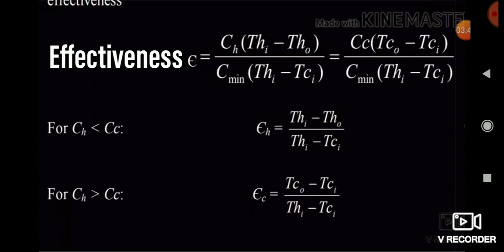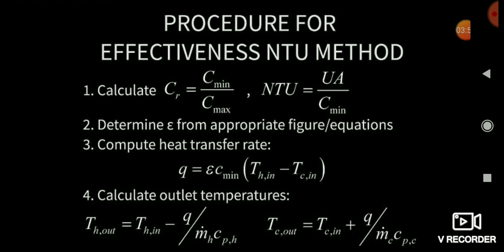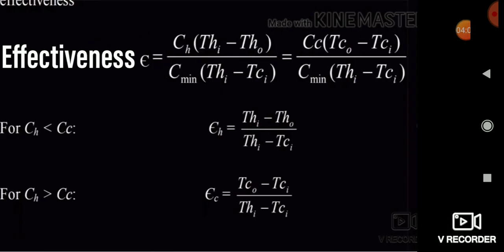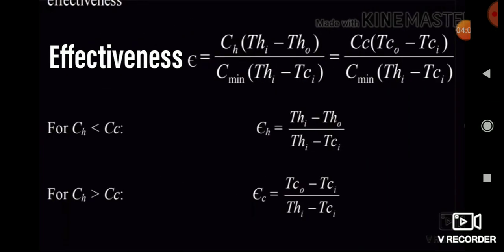Friends, now coming to the effectiveness of heat exchangers. Here also I think all of you have studied the effectiveness of heat exchanger, but that is in a simple case when the NTU value and C value are given. But when nothing is told about the NTU and C value, then you should go this way. Here you see that effectiveness is equal to CH into THI minus TH naught divided by C minimum into THI minus TCI.